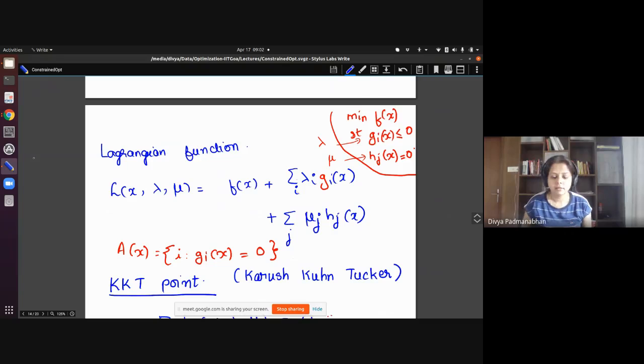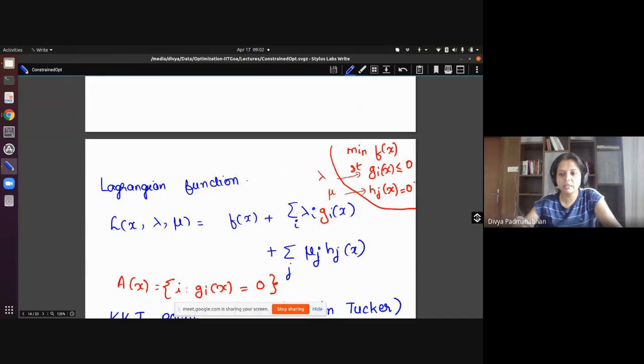So we were looking at constrained optimization problems yesterday. And specifically, we were looking at this form where you write the function as: minimize f of x, and you have inequalities written in this form, g_i(x) less than or equal to 0, and a couple of equalities written in this way, h_j(x) equal to 0.